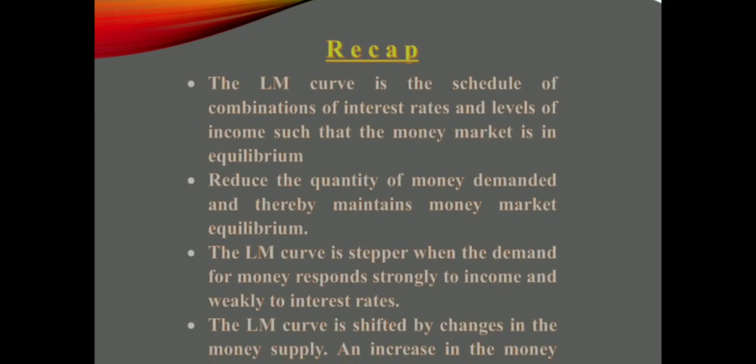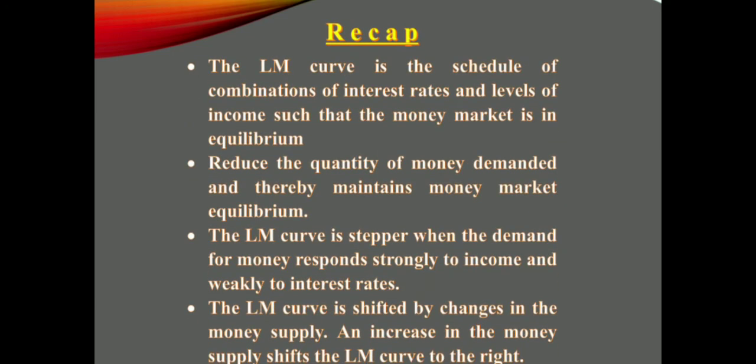So the LM curve is the schedule of combinations of interest rates and levels of income such that the money market is in equilibrium, reducing the quantity of money demanded and thereby maintaining money market equilibrium. The LM curve is steeper when the demand for money responds strongly to income and weakly to the interest rate. The LM curve is shifted by a change in the money supply, and an increase in the money supply shifts the LM curve to the right.